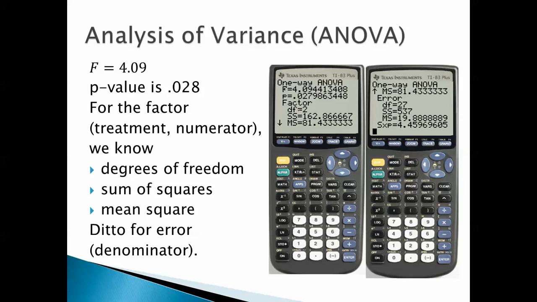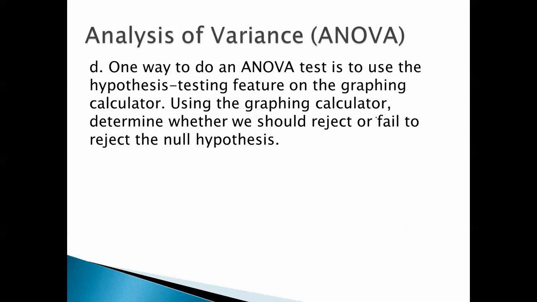F, for example, is 4.09. The p-value is 0.028. Oh, we know what that means. And for the factor, that is the treatment of the numerator, we know the degrees of freedom. Both the numerator and the denominator have degrees of freedom. We also know the sum of squares, and we know the mean square for the numerator as well as for the denominator. Okay, let me show you what those mean.